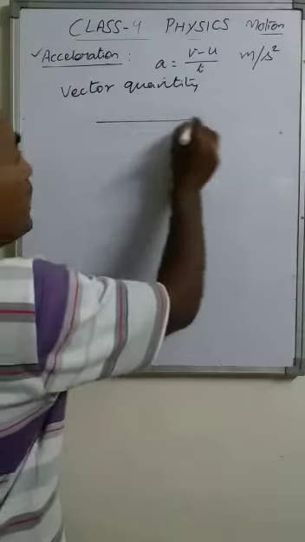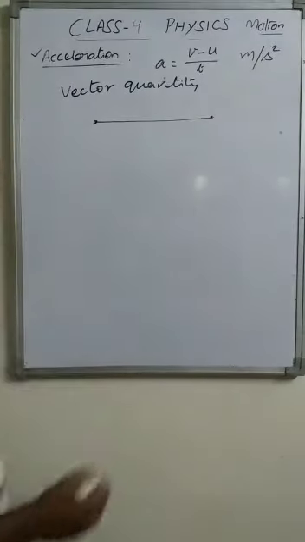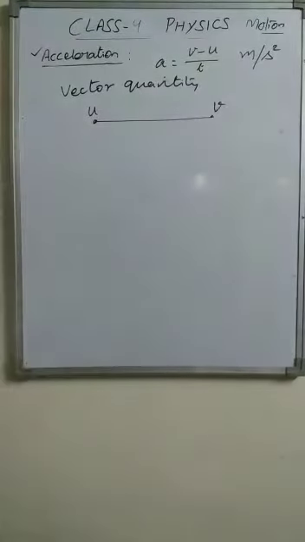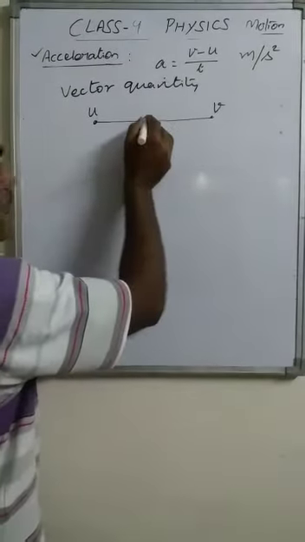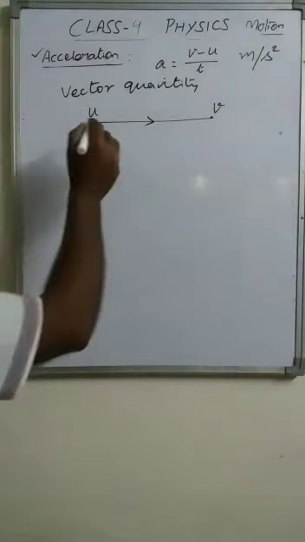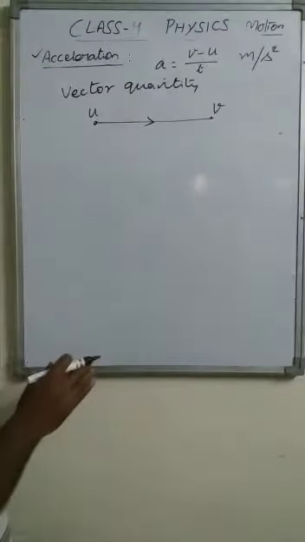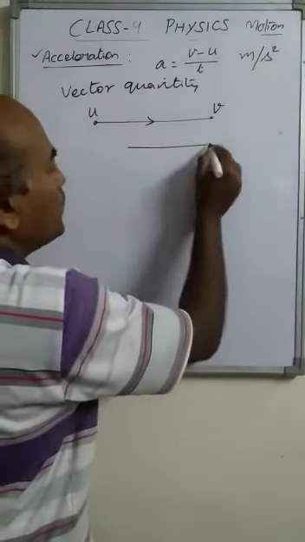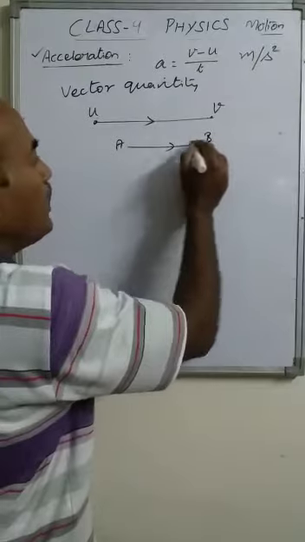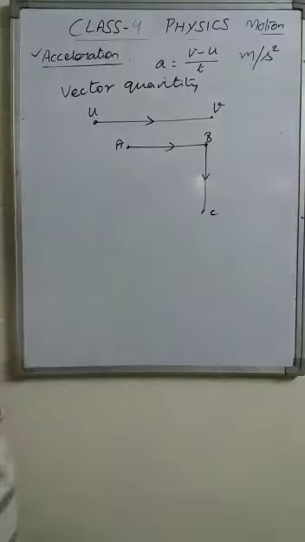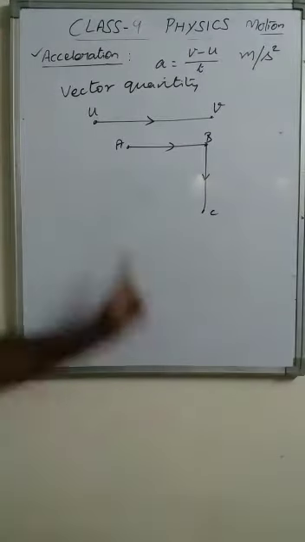If anything is moving along a straight line, its initial velocity is u, final velocity is v. Here it is moving along the same straight line, the direction is not changing. So the direction of acceleration is along the same straight line. But if the object is changing its direction, from A to B, it is traveling in this part and then it turns the direction. Now here the direction has changed.